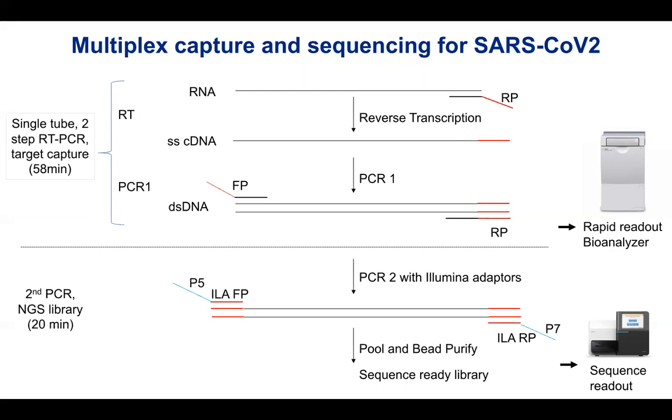Notably, the products from the first RT-PCR can be visualized on the Agilent bioanalyzer. The products in the multiplex reaction were designed to have different lengths. The bioanalyzer results can be generated within 2 hours after a sample is received.